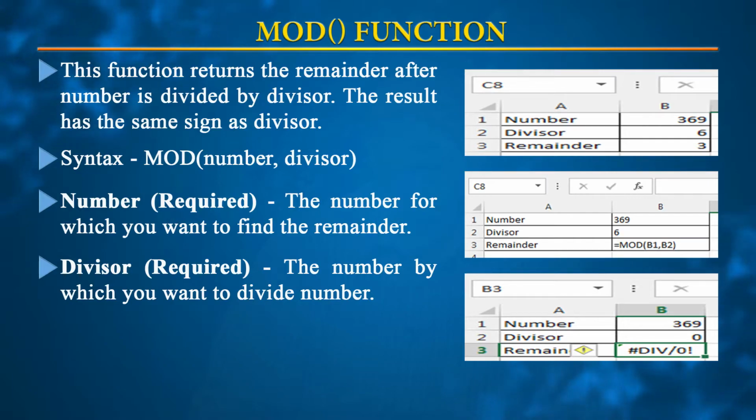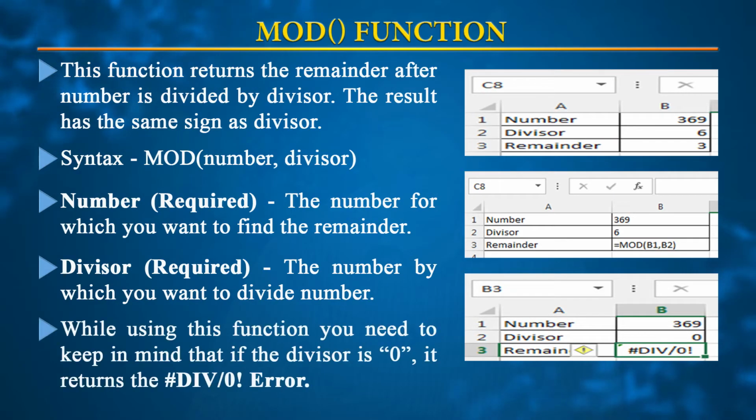Many a time there is a mistake that a person forgets to pass the second parameter or the first parameter. If the second parameter is forgotten, then automatically the function will return an error, which is #DIV/0!, that is the divide by 0 error, because the second parameter, that is the divisor, is not passed, as a result of which the return value will be an error.